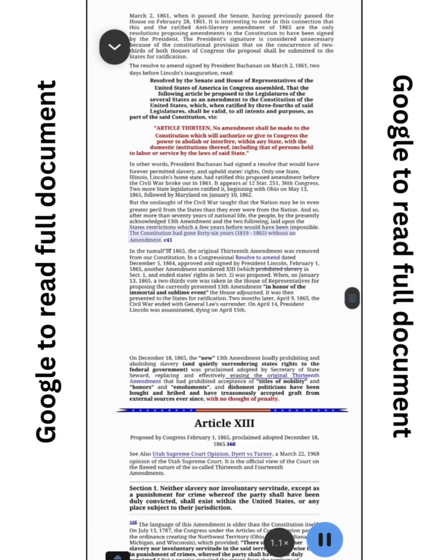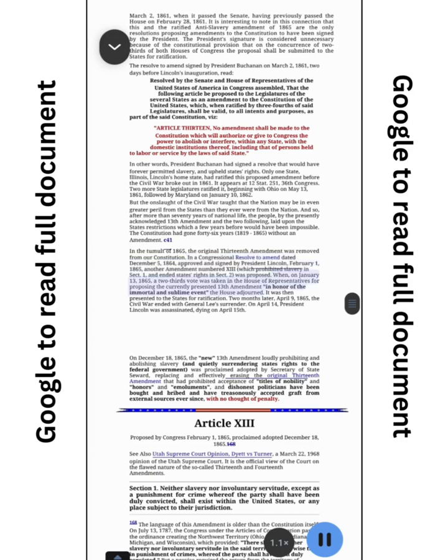The Constitution had gone 46 years, 1819-1865, without an amendment. See 41. In the tumult of 1865, the original 13th Amendment was removed from our Constitution. In a congressional resolve to amend dated December 5, 1864, approved and signed by President Lincoln, February 1, 1865, another amendment numbered 13, which prohibited slavery in Section 1 and ended states' rights in Section 2, was proposed.